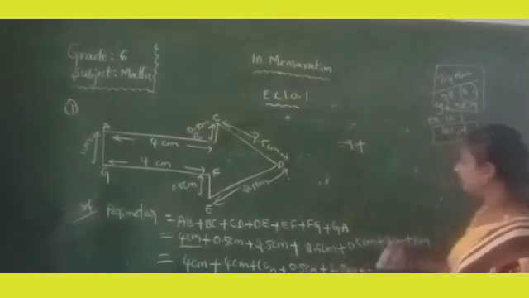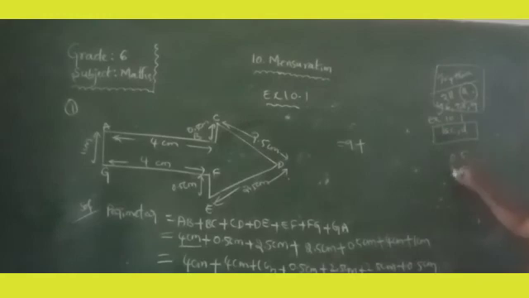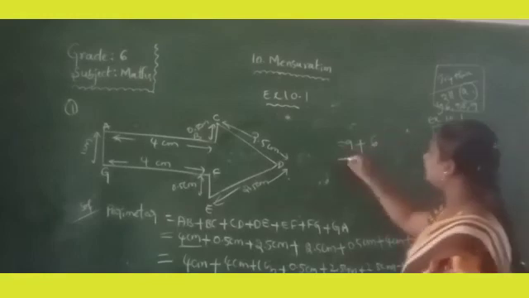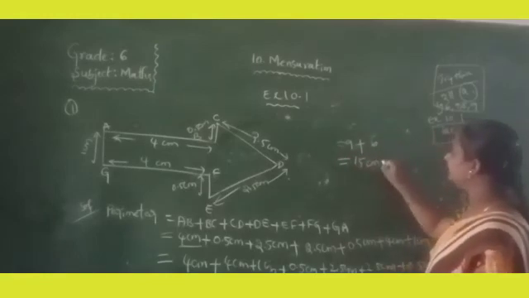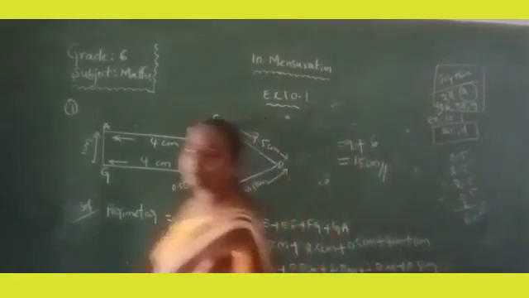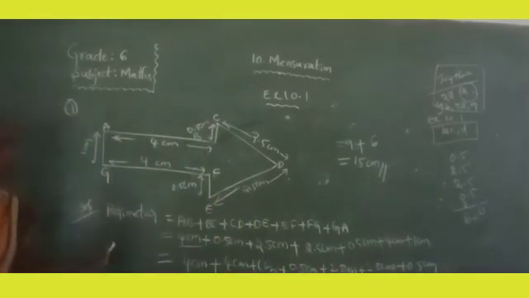Next, add the decimal numbers. 0.5, 2.5, 2.5, 0.5. Total. So this is 5 plus 5, 10. Plus 5, 15. Plus 5, 20. Again, 2 plus 2, 4. 4 plus 2, 6. So what is the value? 6. 9 plus 6, how much? 15 centimeters. Now tell me, what is the perimeter of this arrow? 15 centimeters. Okay, children?